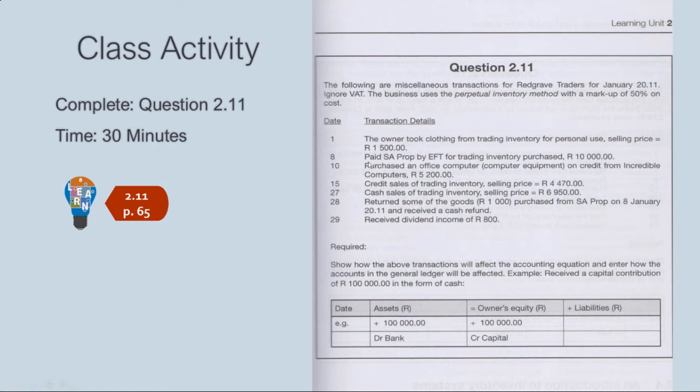Okay, so let's go through the second transaction. If I paid it by EFT, I've paid it with money. That means that money came out of my bank account. So my bank account reduces with 10,000 Rand, and my bank account is an asset category. Trading inventory, on the other hand, because I'm busy with a perpetual inventory system, I bought trading inventory, so my trading inventory will increase because we said perpetual goes to trading inventory, which is an asset account.